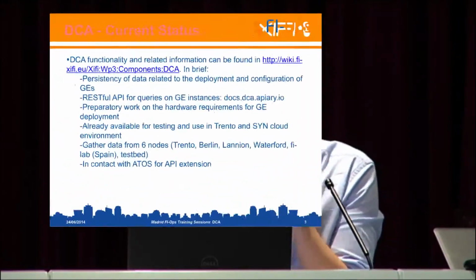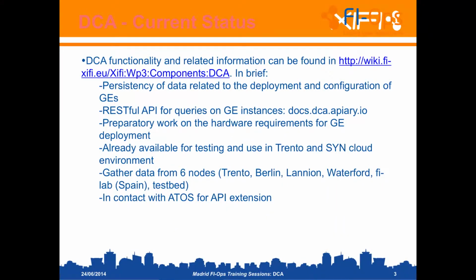Up to now, the DCA is working in two testbeds. One is in Trento, the other one is at Synelixis in Greece, and it is in a quite mature stage, I can say. Moreover, the DCA is also retrieving information from the 6 nodes of the XIFI cloud, and especially from Trento, Berlin, Lannion, Waterford, FIWARE Lab, and the testbed there. I'm not sure, but probably also the testbed in Czechia.